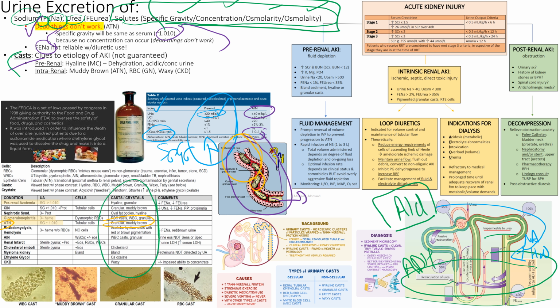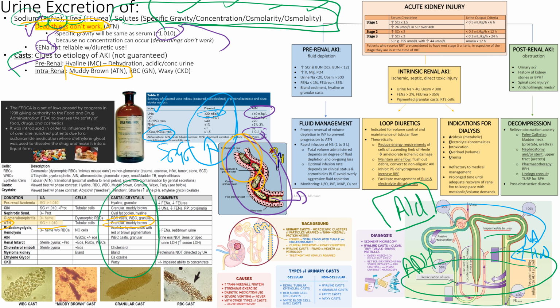Specific gravity is 1010. What's normal specific gravity? I didn't point it out, but it's usually 1010 to 1020, or sorry, 1020 to 1040, right? So it's going to be a low specific gravity. That means I have low concentration or high concentration of urine? Low concentration, low spec grav, low urine osm, I have a dilute urine, right? Why is it dilute? Dead things don't work, right? So I have intra-renal failure, I have acute tubular necrosis. So muddy brown casts are classic for ATN.